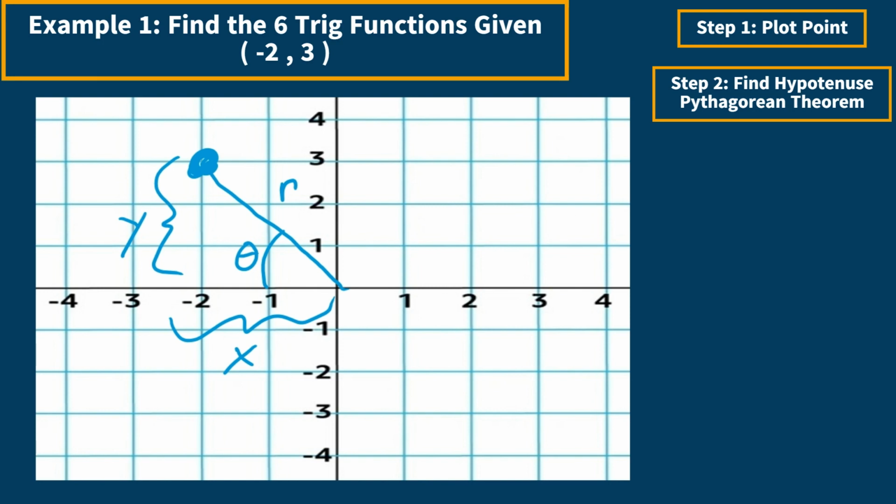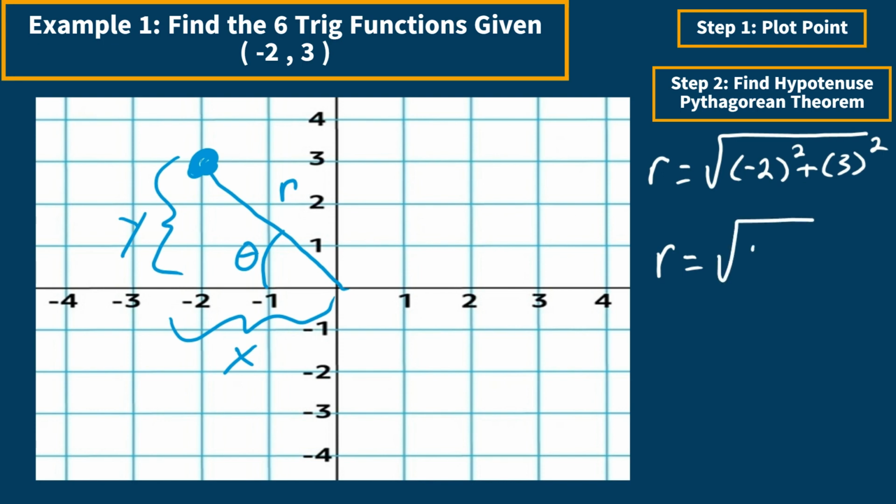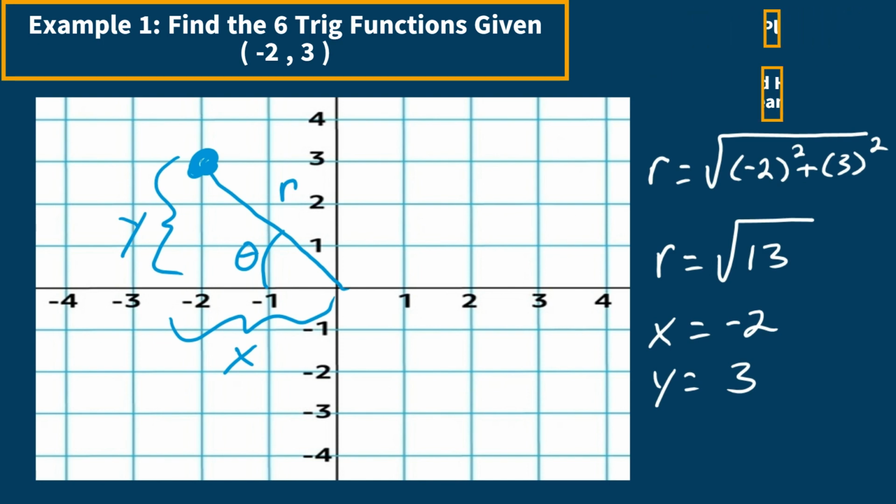So the Pythagorean theorem is r is equal to the square root of x squared, which is -2 squared, plus 3 squared, which is our y value. Solving this, we get r is equal to the square root of 4 plus 9, which is 13. So we have our r value, we have our x value, and we have our y value. And this is all we're going to need to get our 6 trig functions.